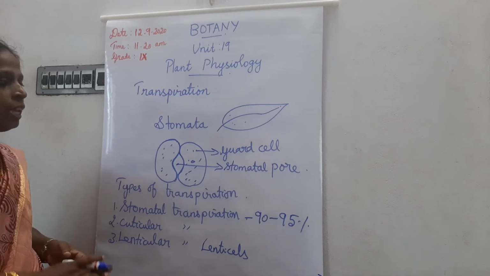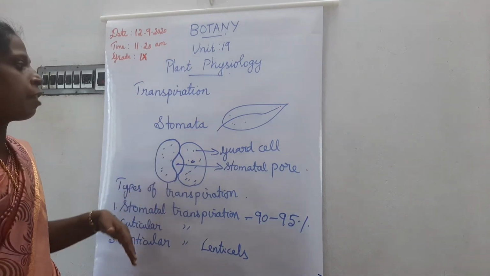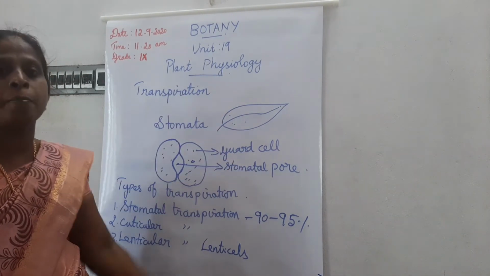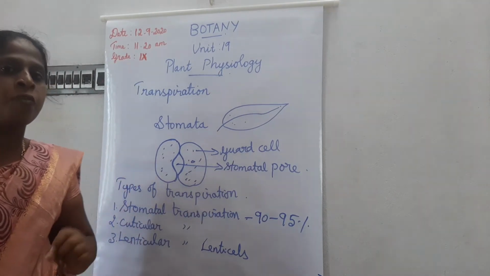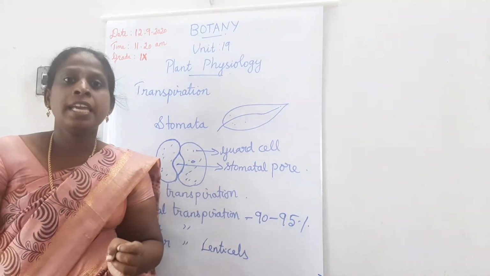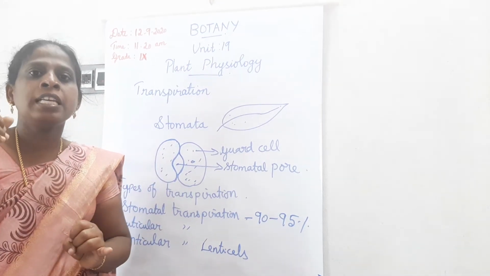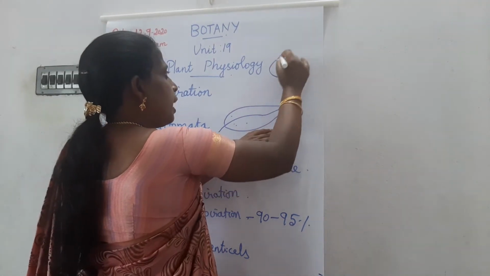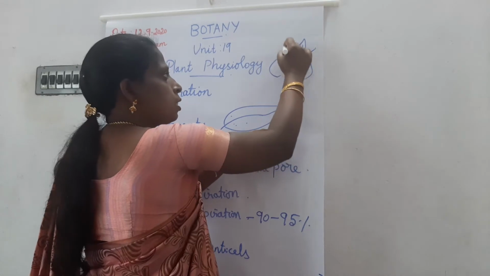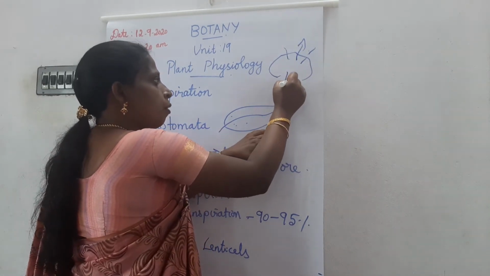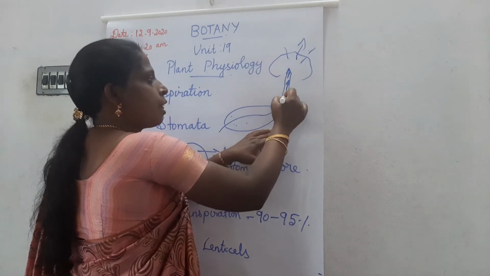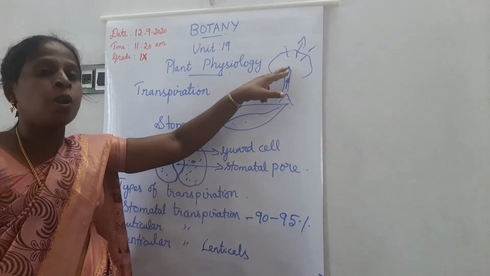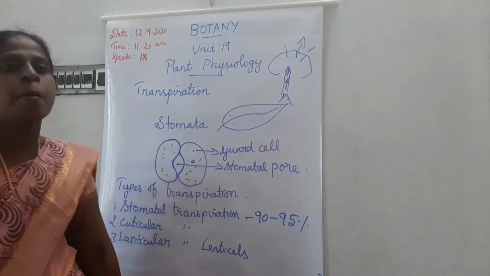Next, we can see the importance of transpiration. Transpiration is a physiological activity that takes place in the plant body. What are the importance? There are 4 important points. The first one is that it creates a pull in the stem and the roots. The water moves through the plant body and the aerial parts let the water evaporate outside, so it creates a pulling force in the stem as well as the root of the plant body.